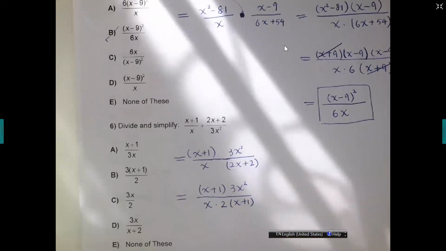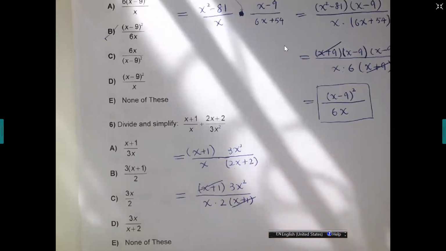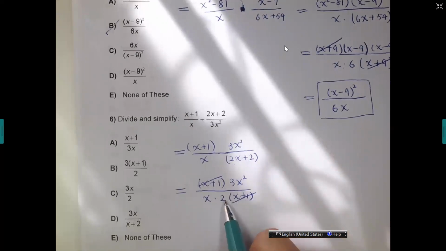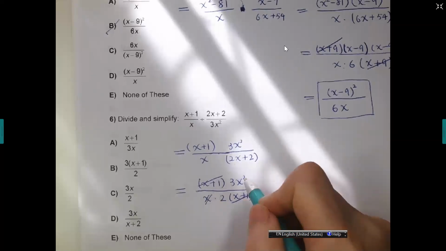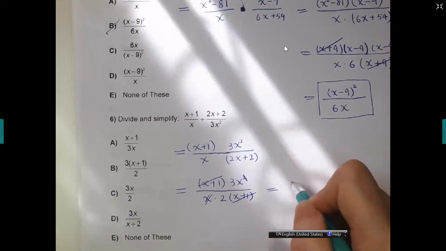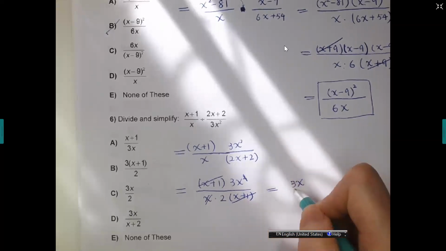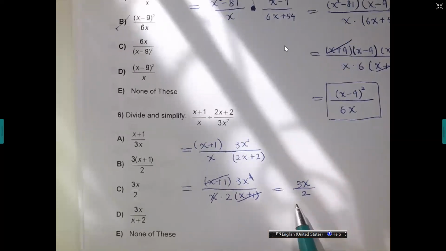Now, do the comparison. I see x plus 1, I see x plus 1. Those two cancel each other. I see 3, I see 2. No, they cannot cancel each other. I see x squared, so one of the x can be canceled. So x squared turns into x. I cross the square away and rewrite this. What is on the top? 3x. What is on the bottom? 2. There is nothing else left, just the number 2, 3x over 2. So this is the final answer.